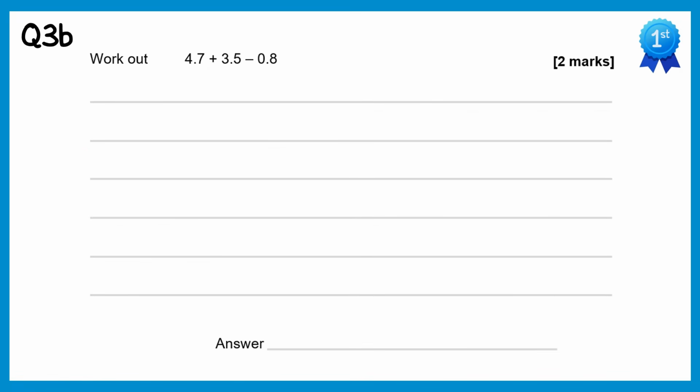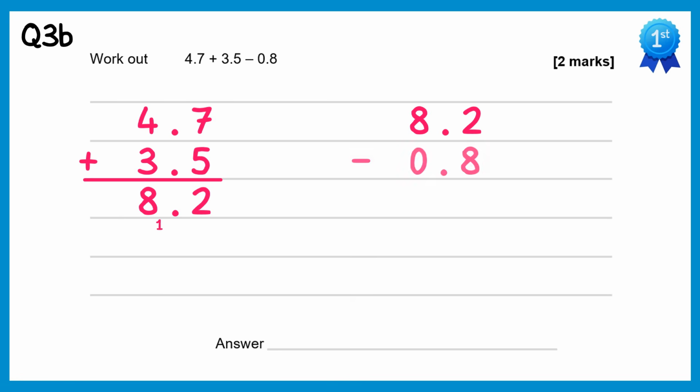We can do this question in two parts, so let's begin with 4.7 plus 3.5. To do this, we'll do 7 add 5, which gives you 12, so we put a 2 and carry a little 1, and then 4 add 3, which gives you 7, but add that 1 gives you 8, so this is 8.2. Then we need to subtract 0.8, so 8.2, subtract 0.8.